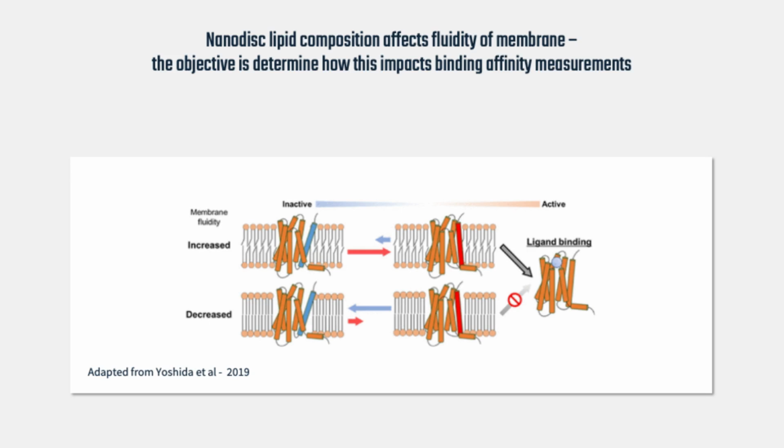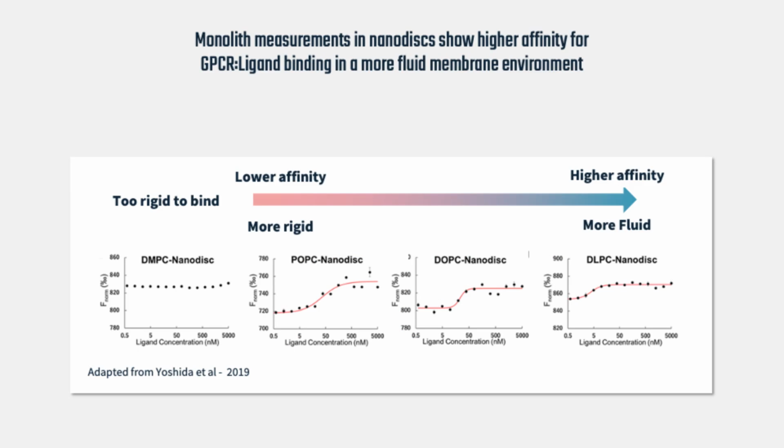In this study, Yoshida et al. wanted to study the impact of the fluidity of the membrane on the binding of the GPCR and assess whether the GPCR could still bind when the fluidity of the membrane decreases. So they measured the interaction of the human serotonin receptor, the GPCR, in nanodiscs of different phospholipid composition that had different fluidity behavior. They started with the most rigid, DMPC. They also tested POPC, DOPC, and DLPC, going from the more rigid to the more fluid membrane environment.